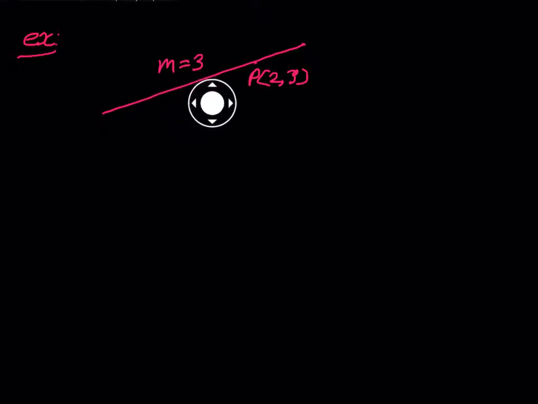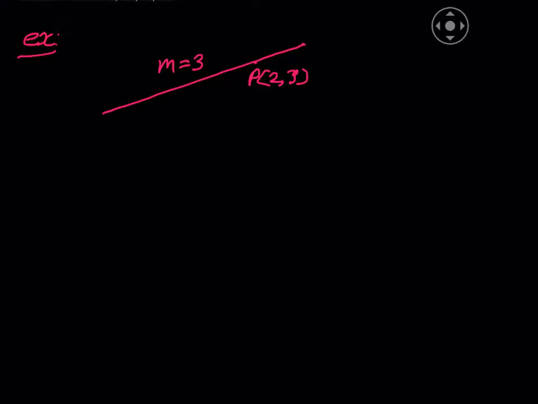The slope and a point of this line are given. They are asking to find the equation of the line. How do we find the equation of a line when we have the slope and a point? You should know the point slope form.